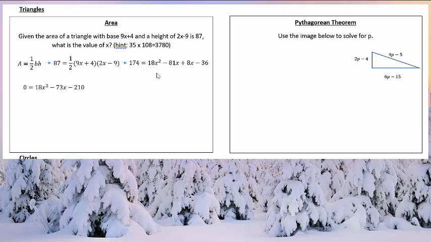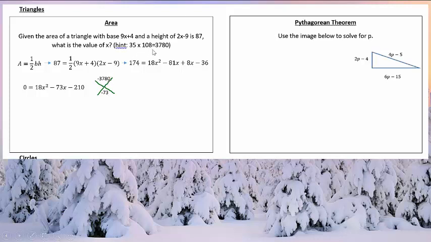And then we're just going to clean it up a little bit. And while we're cleaning it up, we're going to go ahead and move the 174 to the other side. So I get 18x squared minus 73x minus 210. So these are really big numbers, and I did look to see if I could find a GCF in these numbers, but unfortunately there's nothing that goes into all three of them. So we're going to have to make our x. And if we multiply 18 and 210, we get 3780. So we need to find factors of 3780 that make 73.